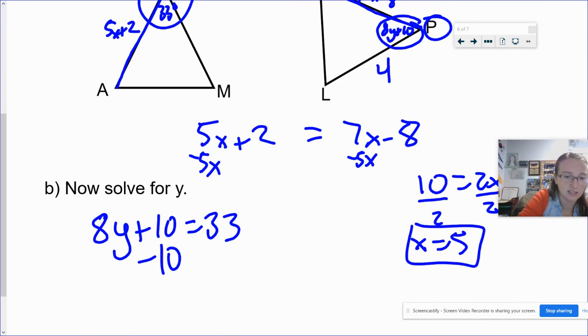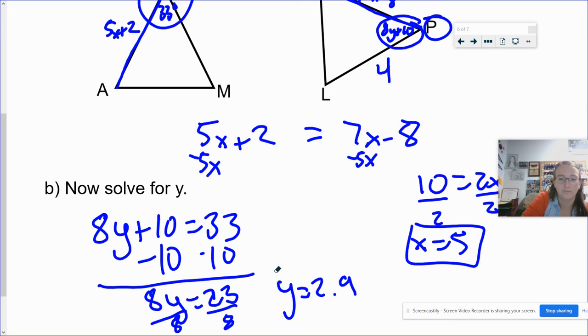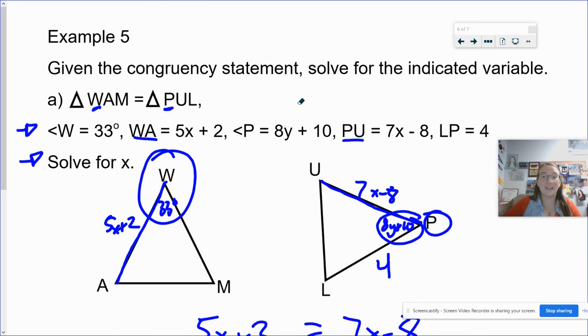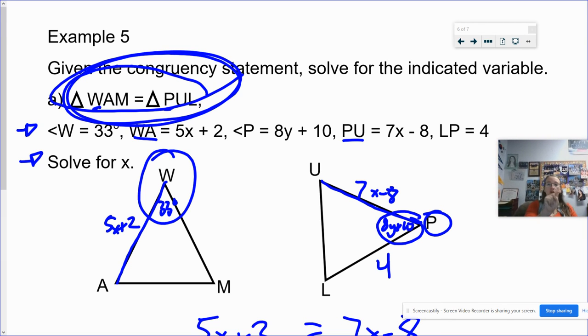So solving this is not going to work out evenly again, but that's okay. 8y equals 23, divide by 8. Let's see what we get here. We're going to get some decimal. 23 divided by 8 is 2.875, but that's okay. You might need some extra practice with those ones, but again, the key to these questions is this thing right here. You cannot ignore that. That literally tells you which pieces are going to be set equal to each other.